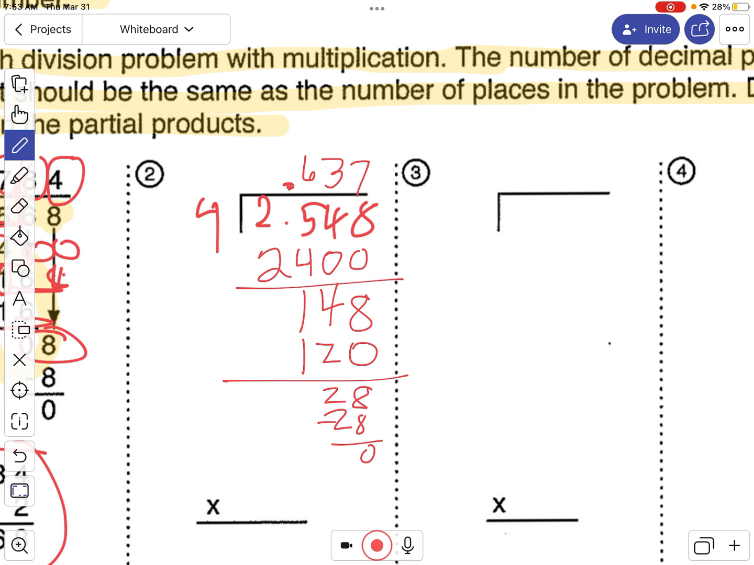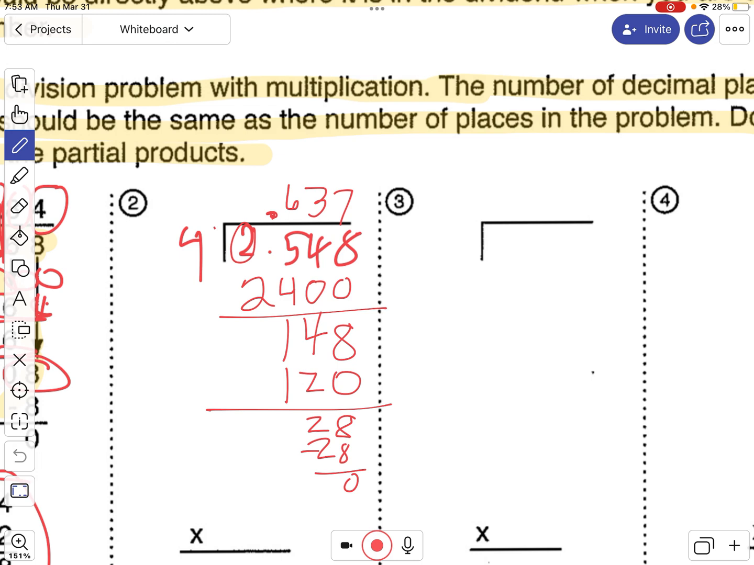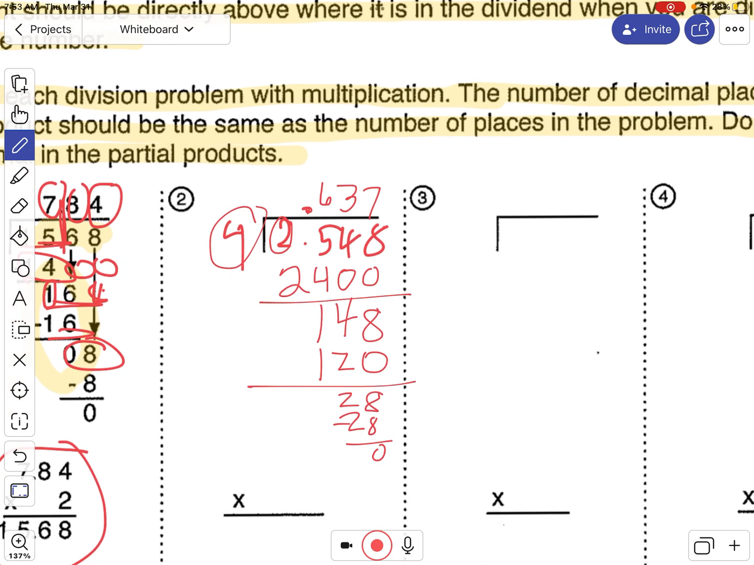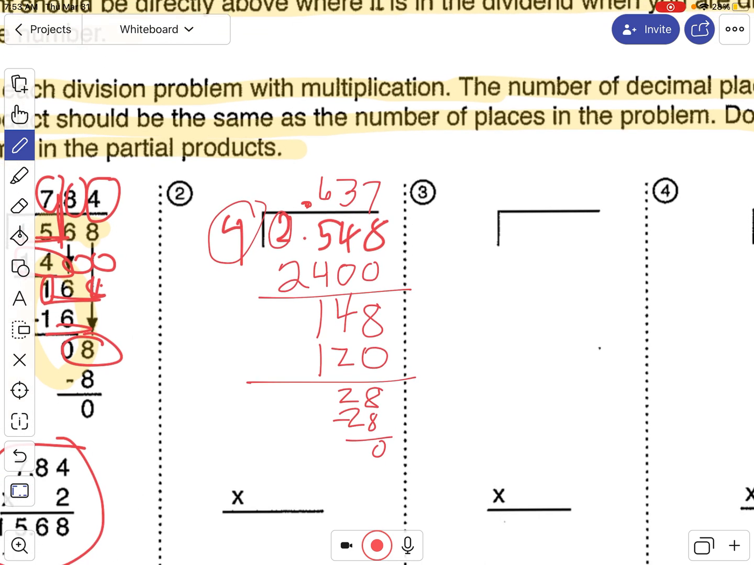Another way of thinking of this is you're dividing 2 by 4. Does 4 go into 2? It doesn't. It doesn't even go in 1 time, because 1 times 4 is 4. So the answer has to be less than 1. And 0.637 is less than 1. So that makes sense. And we check it by doing, I hope you already did this, 0.637 times 4.